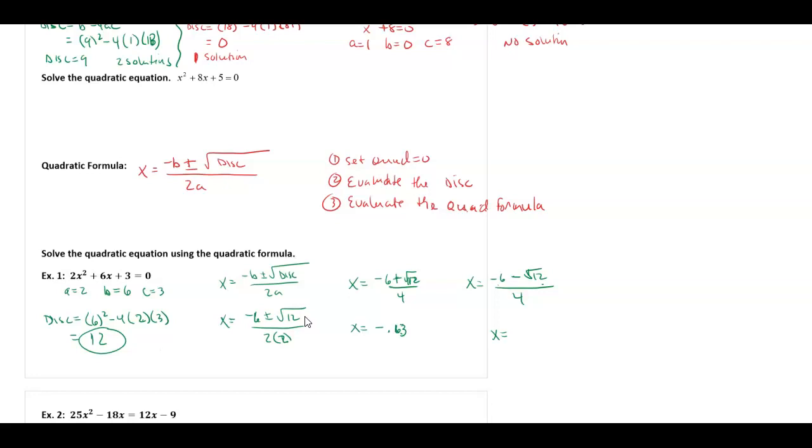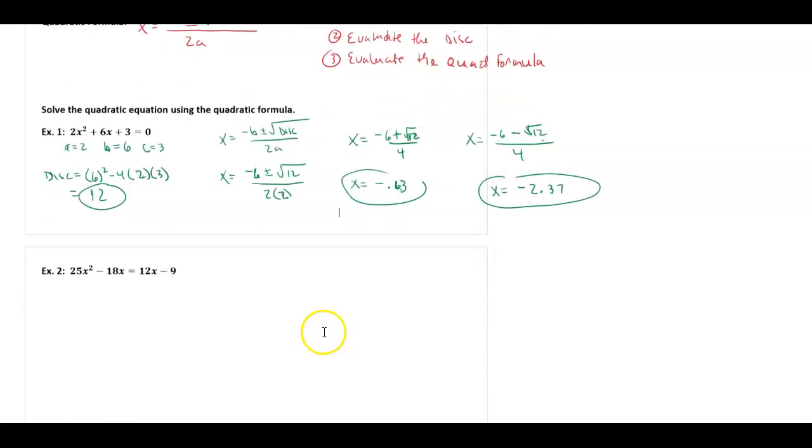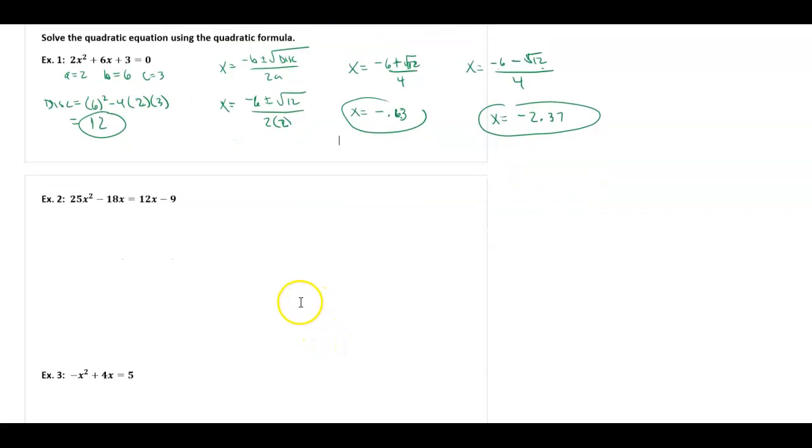Okay, the next one, I'm just going to say x equals negative 6 minus the square root of 12, right? And then right away divide that by 4. And you get negative 2.37. So right away your 2 solutions are negative 0.63 and negative 2.37.